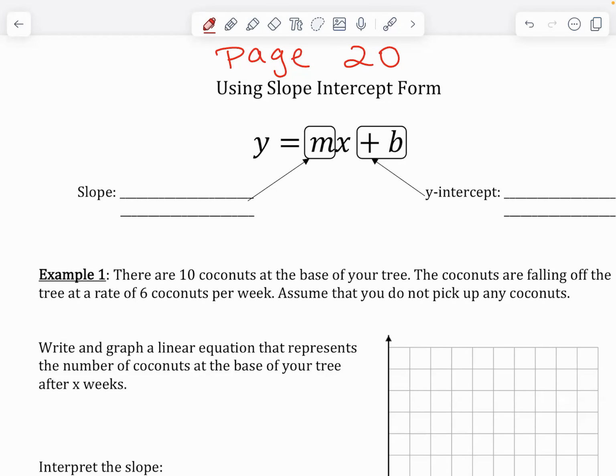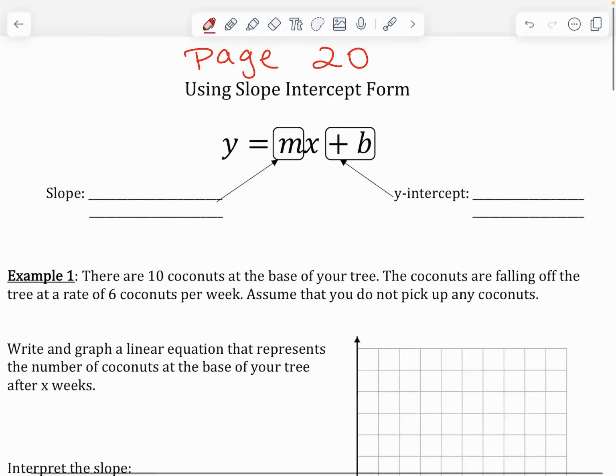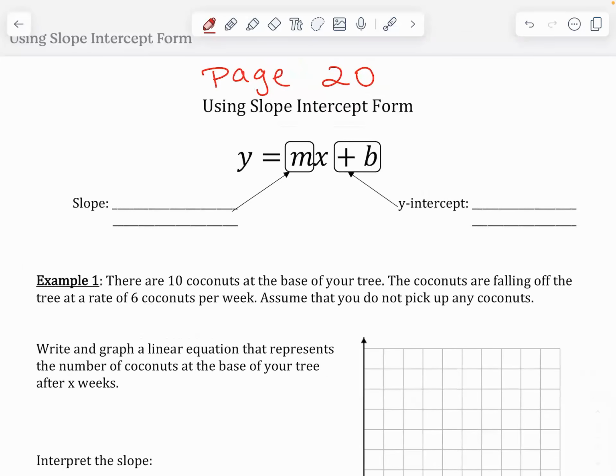Okay. So on page 20, notice how we are highlighting again y equals mx plus b. What we are going to do over the next couple days is we are going to take a scenario and interpret what the m and the b mean in terms of our linear problem.